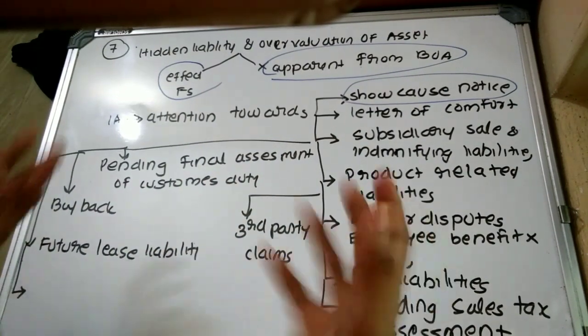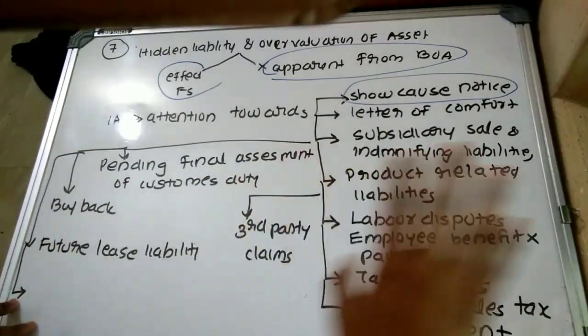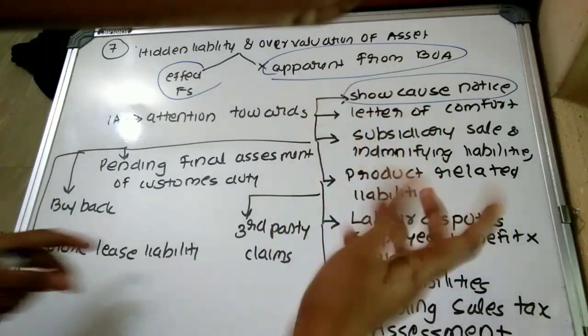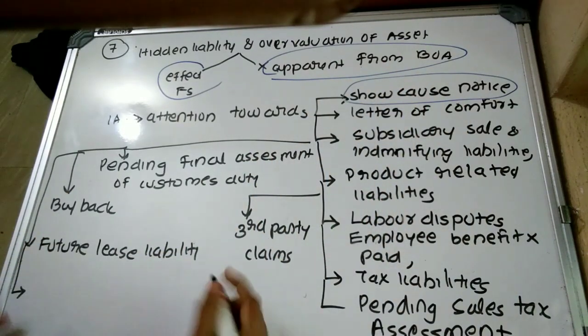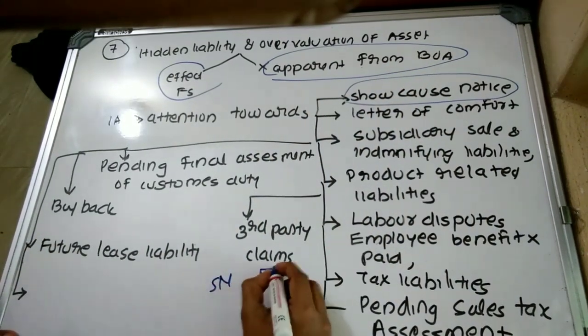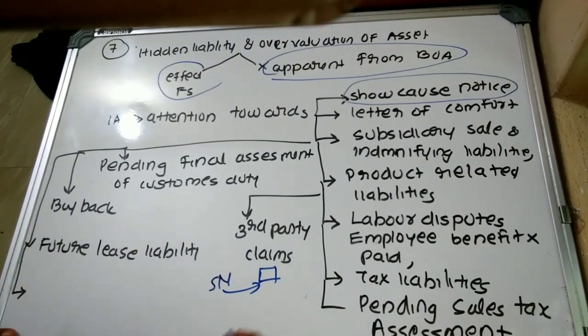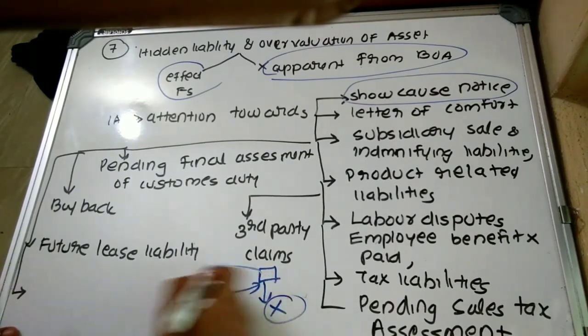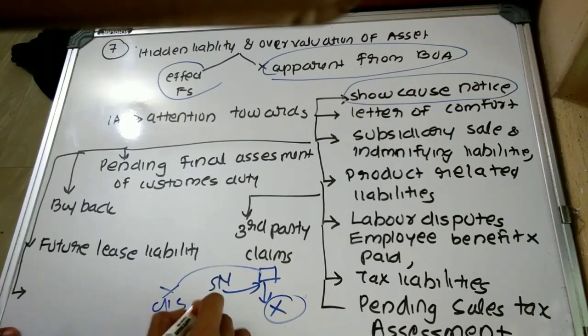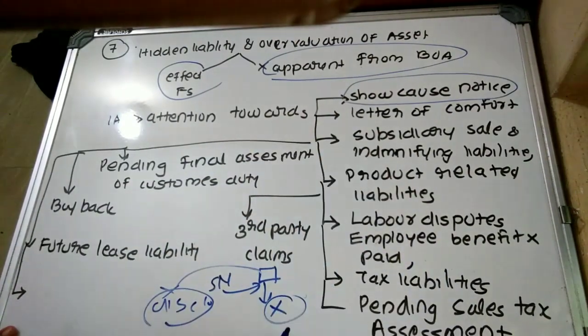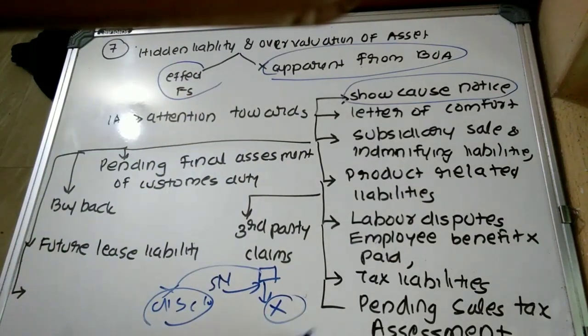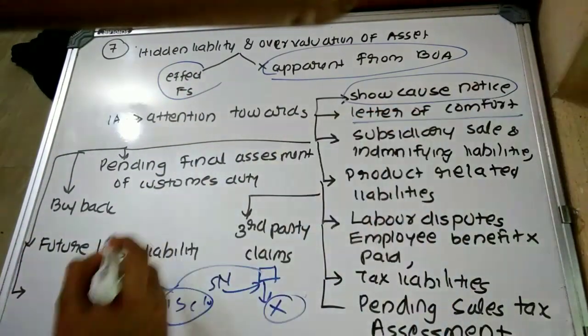Show cause notice, but what has happened actually? The company received a show cause notice, but this show cause notice is not matured. Because of that, the company has not disclosed the existence or receipt of such a show cause notice. This is an indication of what? Hidden liability. Right, friends? Then letter of comfort.